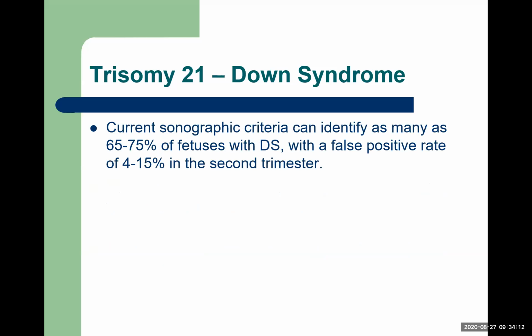And if we look at the sonographic criteria alone, we could identify up to 70% of fetuses with Down syndrome. This is just sonogram alone. Because again, remember that a lot of babies that have Down syndrome are completely normal anatomically. So their ultrasound is going to be completely normal.